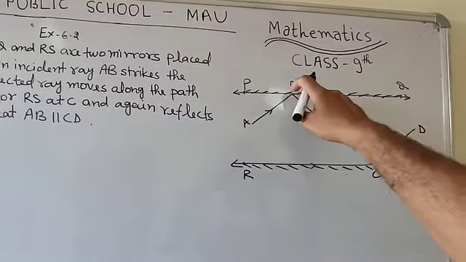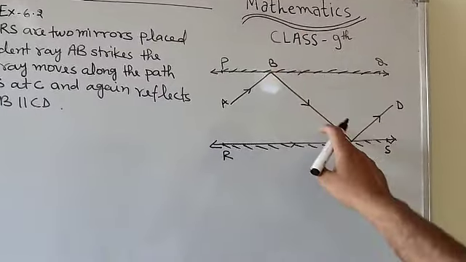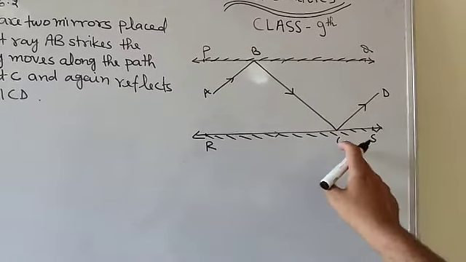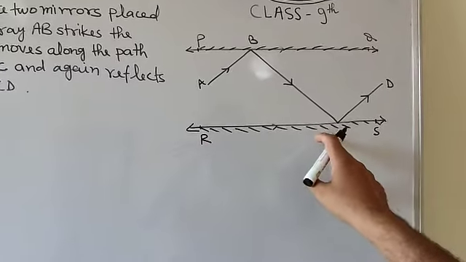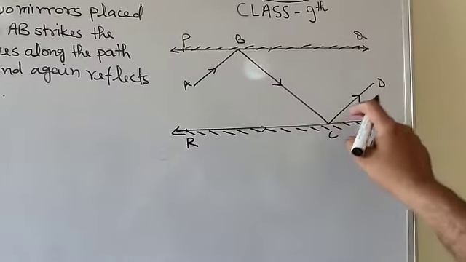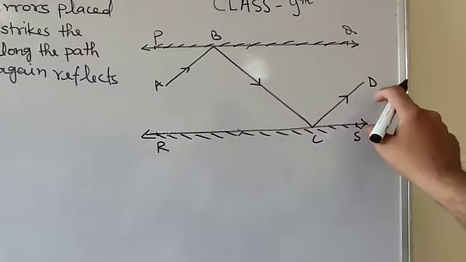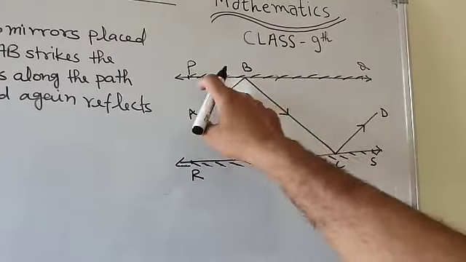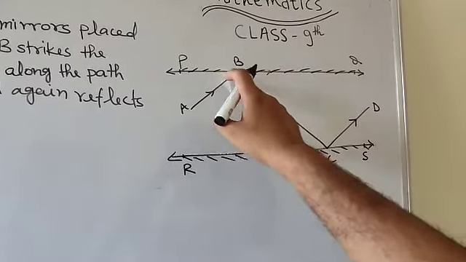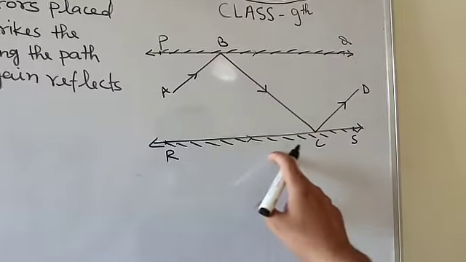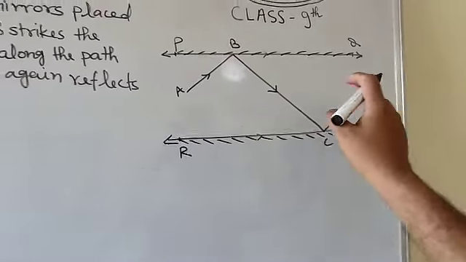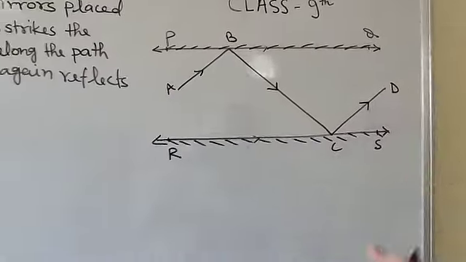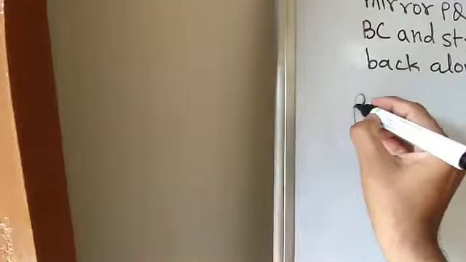An incident ray AB is going to strike the mirror PQ at point B. After that it is going to be reflected, and after reflection this ray is going to strike the mirror RS at point C, and again it is going to be reflected by the mirror RS from the point C in the path CD. Then you need to prove that AB and CD are parallel. So I am going to give the proof here.